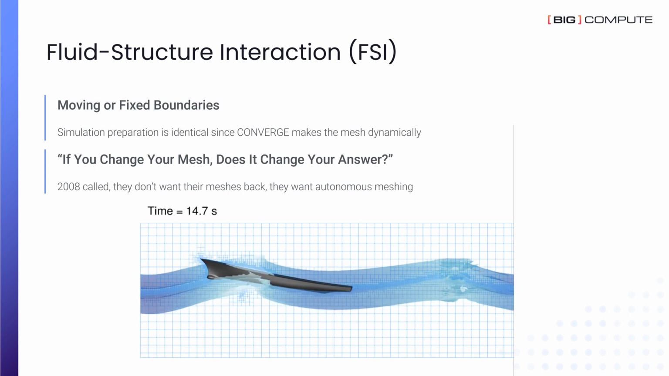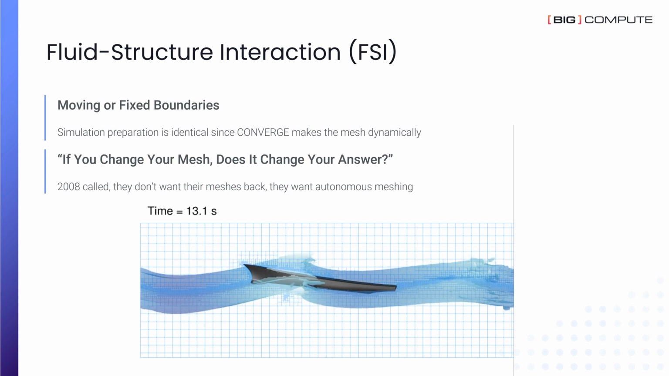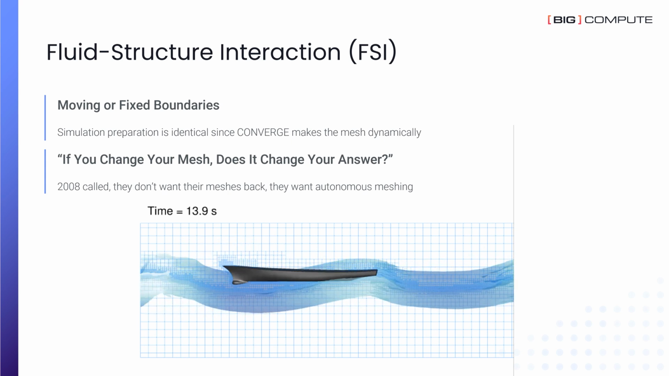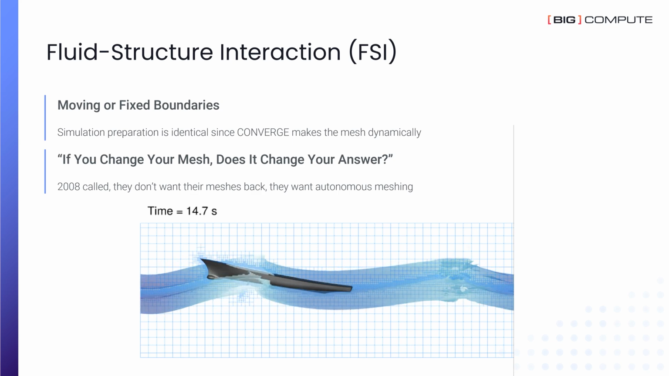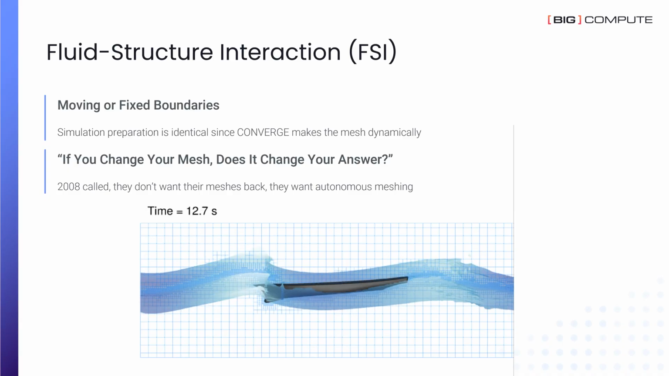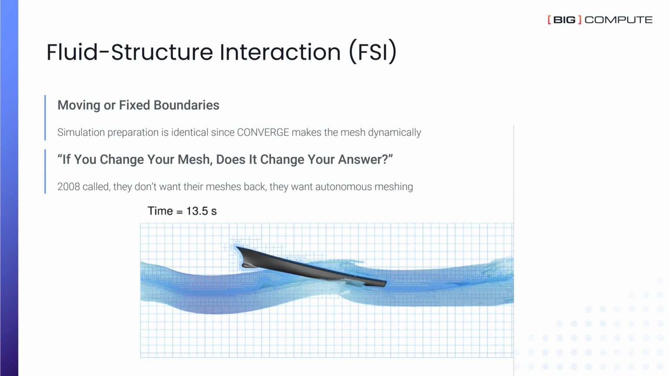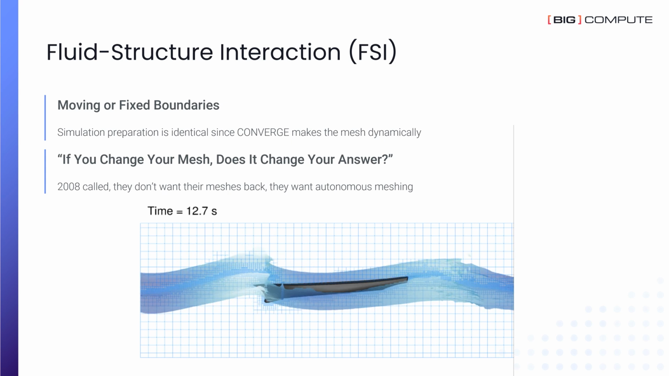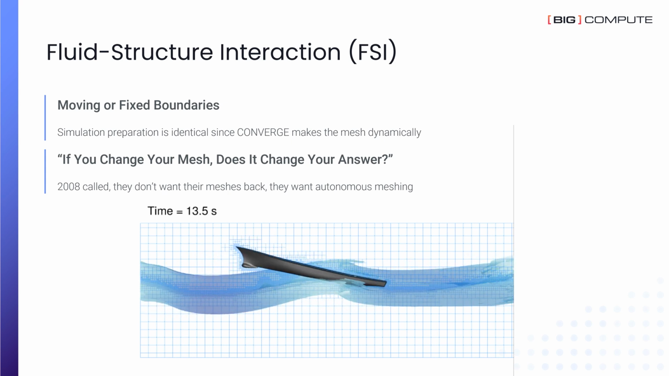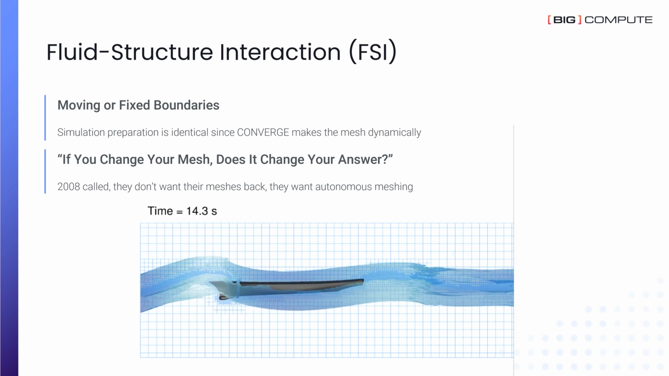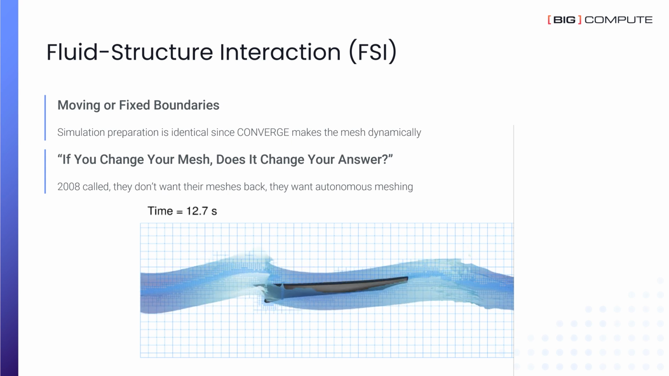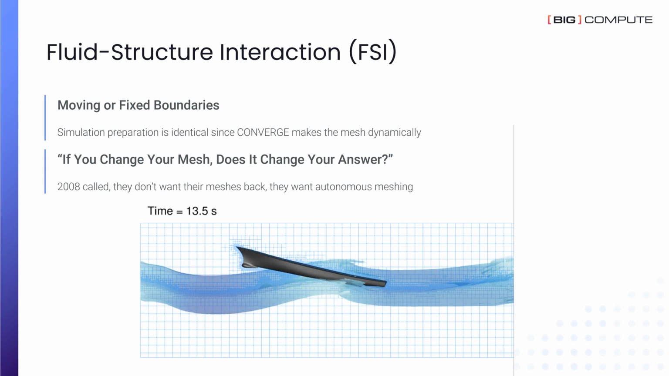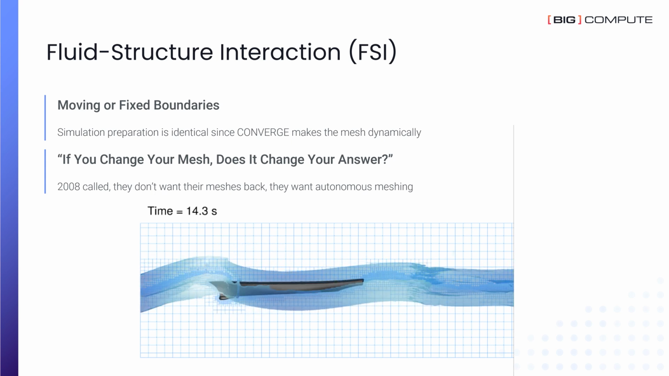Now in Converge, the simulation preparation for this moving body problem is identical to a fixed boundary problem because Converge makes the mesh dynamically. So it's no more difficult for you to set this problem up than a problem without motion of a solid boundary. And the simulation down below shows a boat hull moving through some waves. And you can see sort of the boat moving up and down with the waves. You can see the mesh being added locally where there are gradients around the hull.